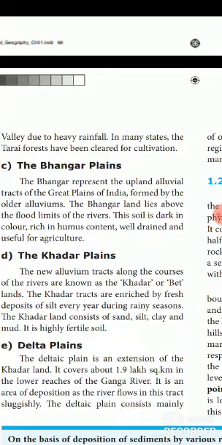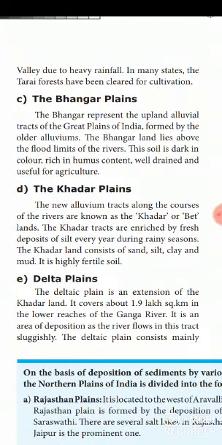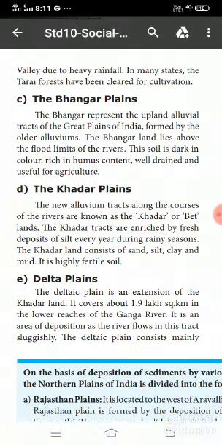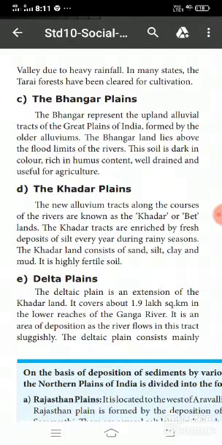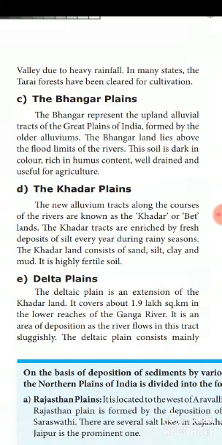So this place is wider in the eastern part of the Great Plains, especially in the Brahmaputra Valley, due to very heavy rainfall. In many states, the Terai forests have been cleared for cultivation. So first one, Bhabar Plain, is not suitable for cultivation, but big trees grow there. But the Terai Tract forest has been cleared for cultivation.